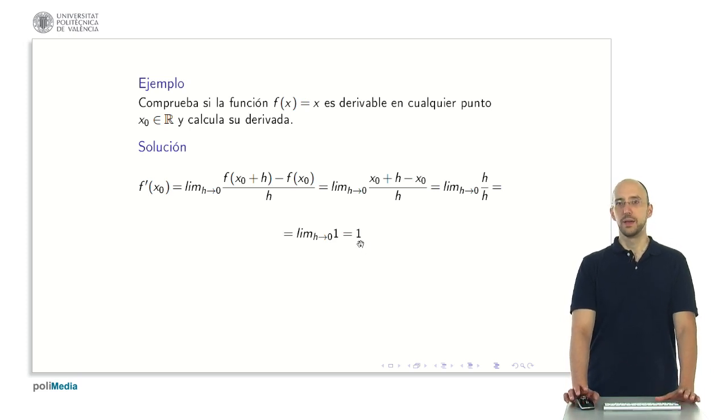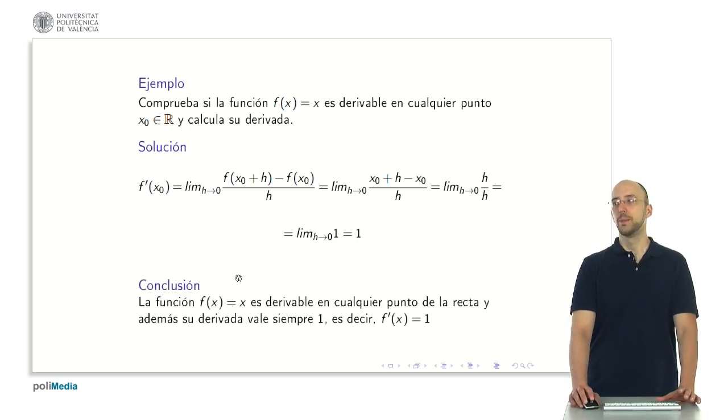The next important rule is that if we consider the function f of x equal to x, we find that it is always differentiable at any point on the line, and its derivative is 1. Here, notice that I do not put x sub 0, I put the function f of x equal to x, and at any point it is an x, then f prime of x is equal to 1.